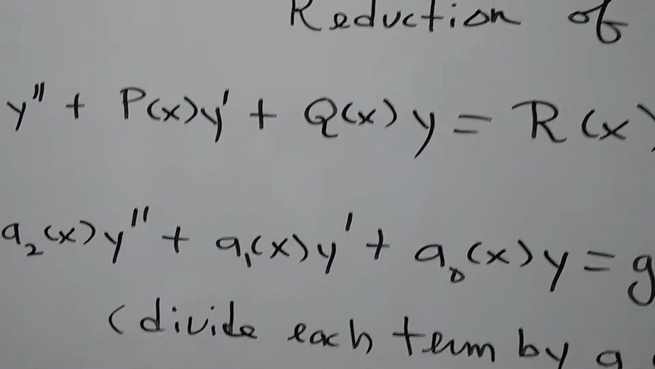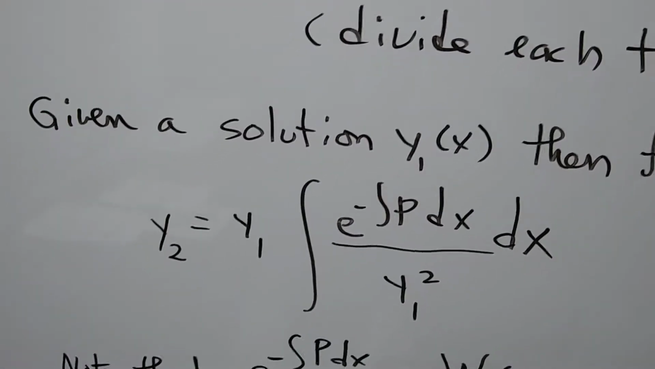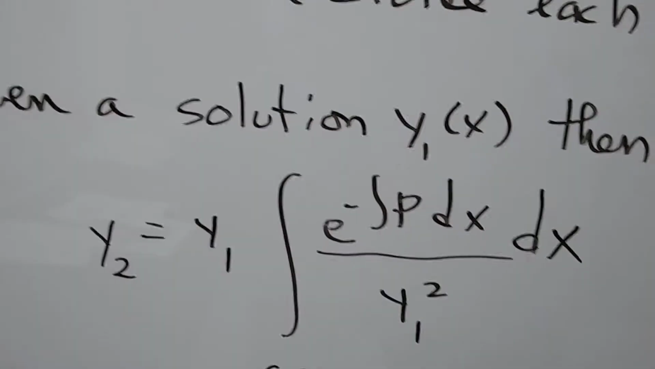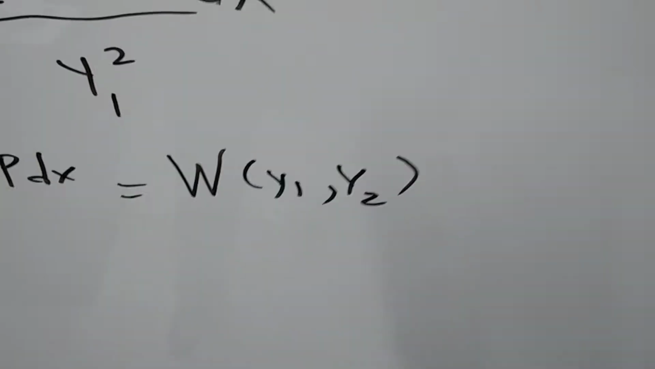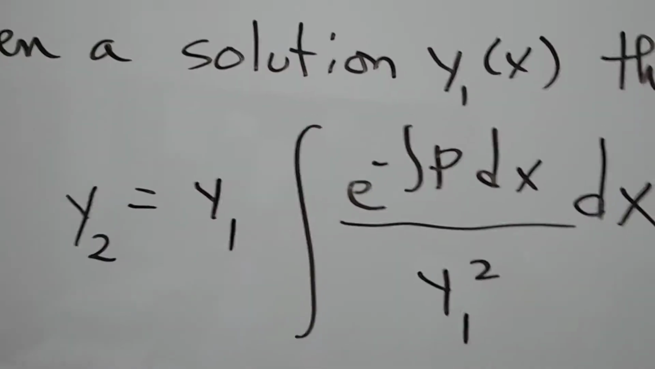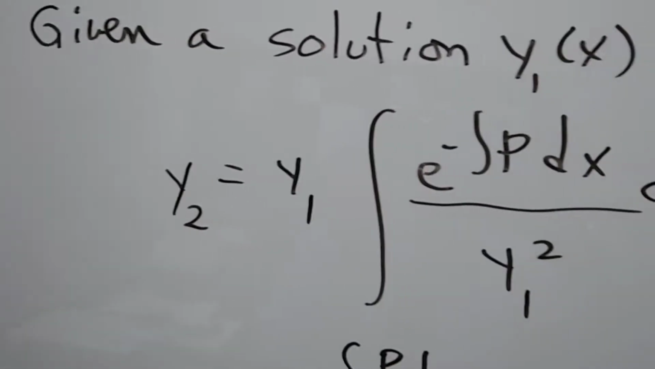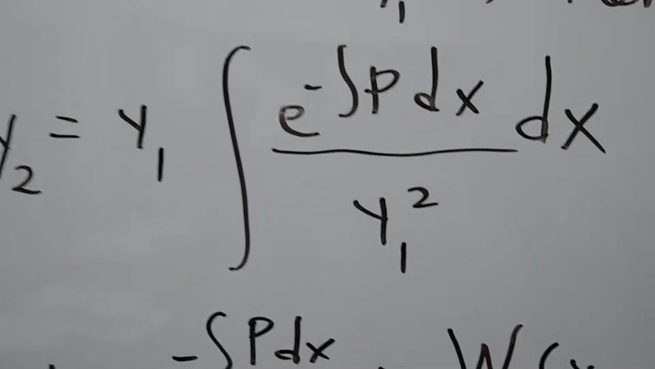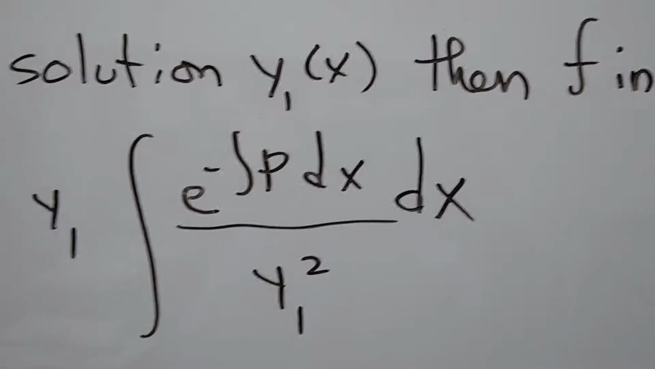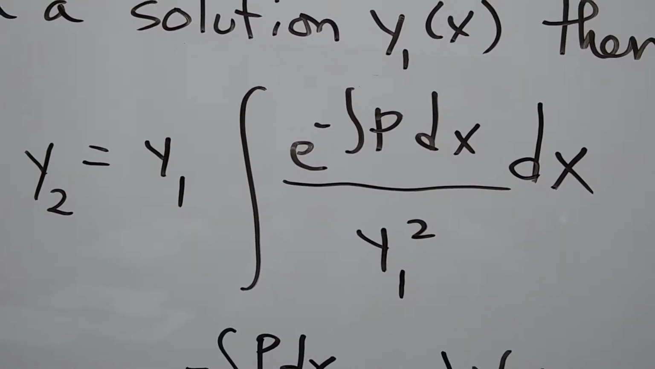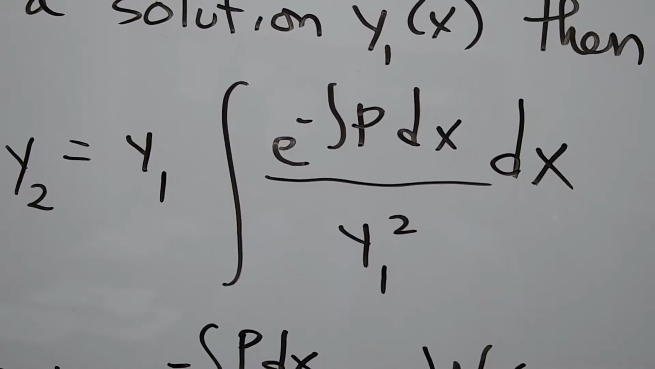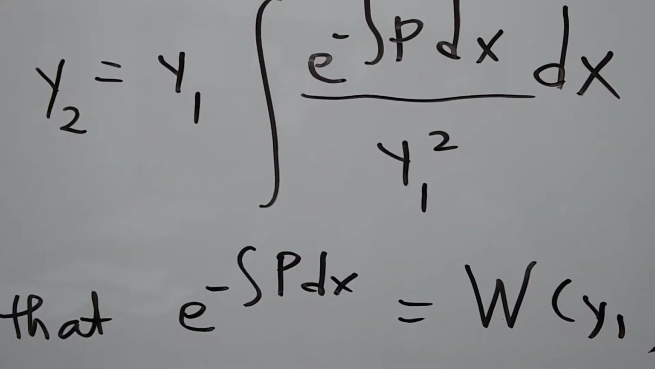The reason that we want this form is that we're given a solution y sub 1 of x, and our purpose is to find a y sub 2 of x, and that's how we reduce the given equation to a first order linear differential equation. It turns out that our y sub 2, given our y sub 1 as a solution, will be y sub 1 times the integral of e to the negative integral of p dx divided by y1 squared.